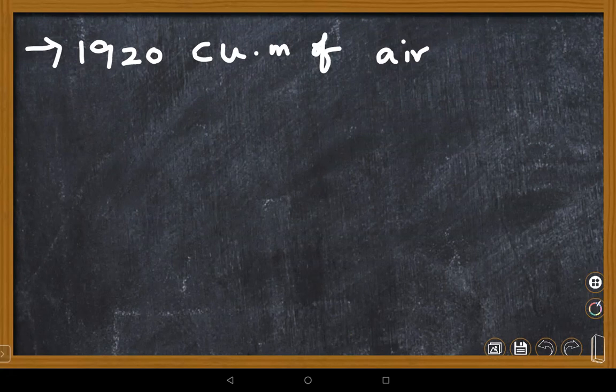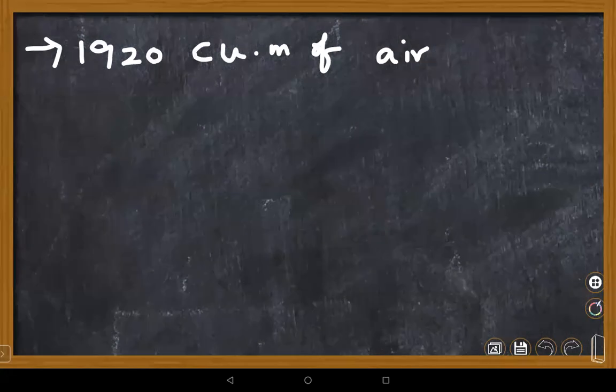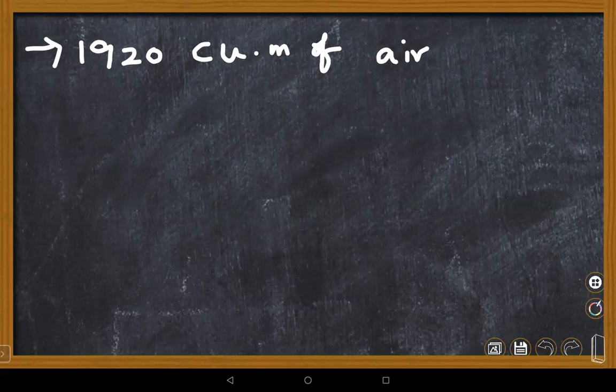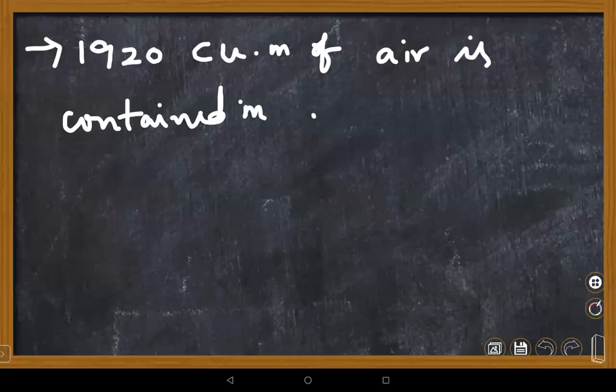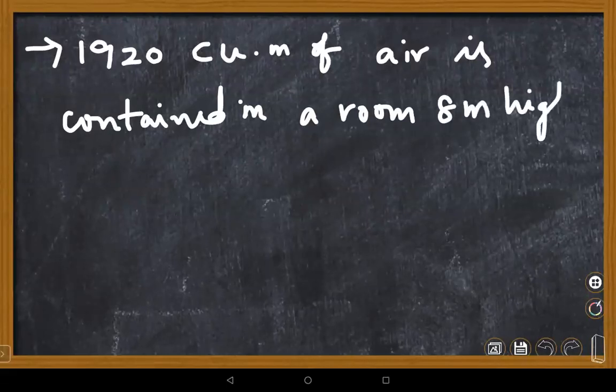Textbook questions are simpler than this, children. Remember, whenever we discuss in class, I take little bit complex questions. If you do your class textbook NCERT questions, they are more simple than this. The question: 1920 cubic meters of air is contained in a room 8 meters high, children. Very logical question. Find its length and breadth.